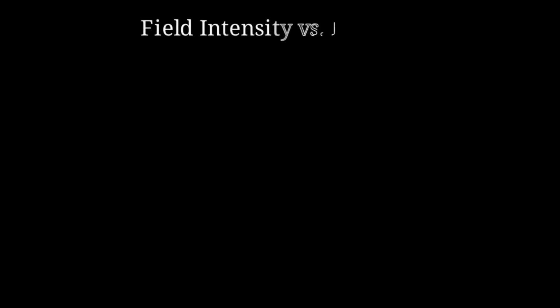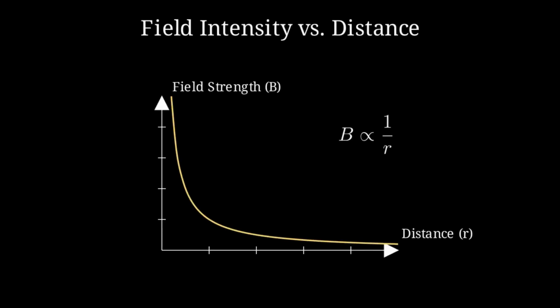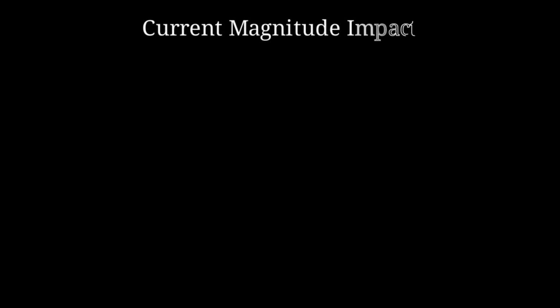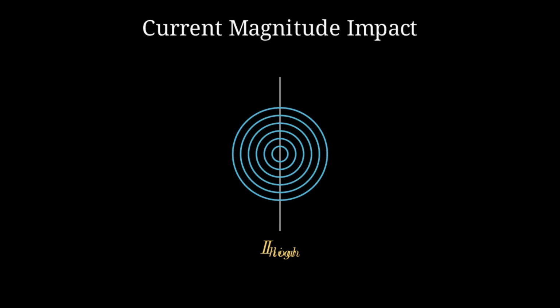The strength of the magnetic field, denoted as B, is inversely proportional to the distance from the wire. As you move further away, the field lines become more spread out and the magnetic force weakens. Field strength also depends on the amount of current. By increasing the current flowing through the conductor, we directly increase the density and strength of the resulting magnetic field.